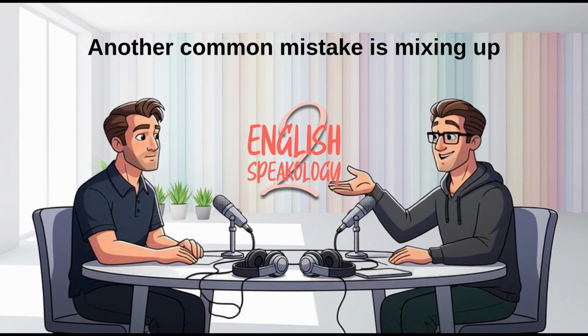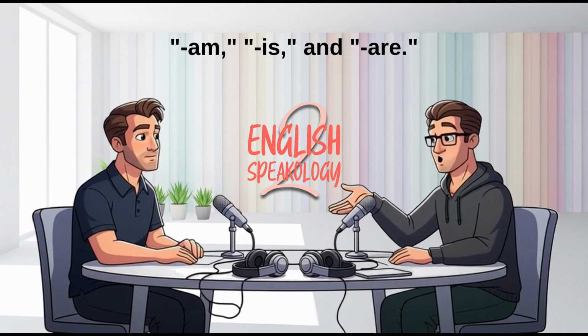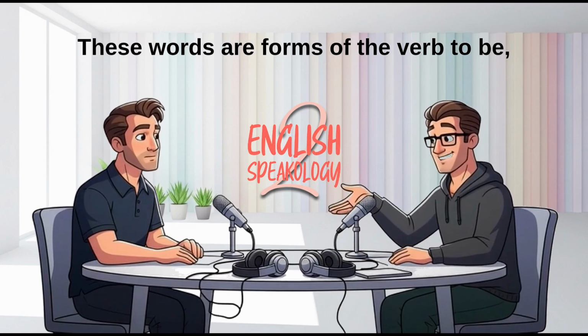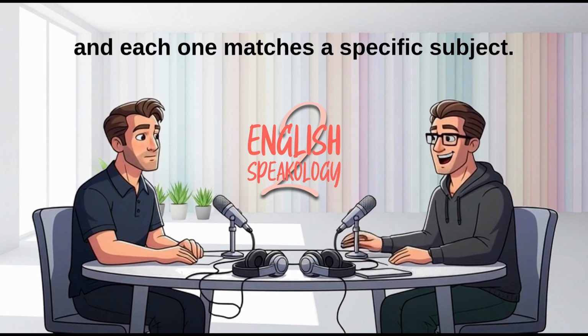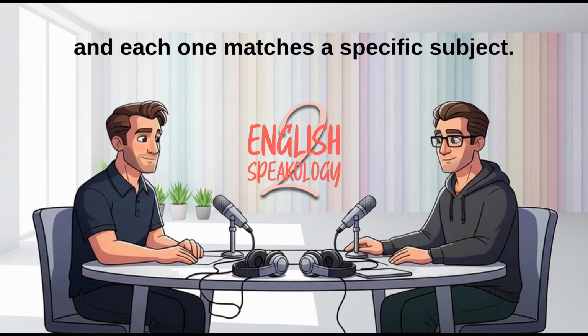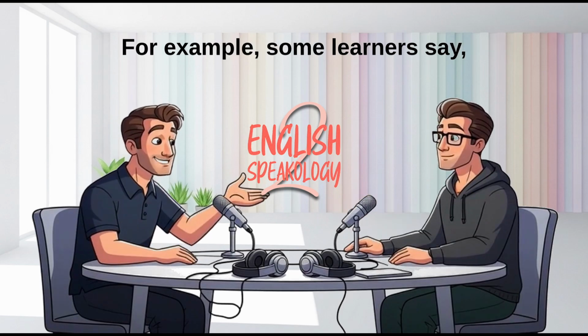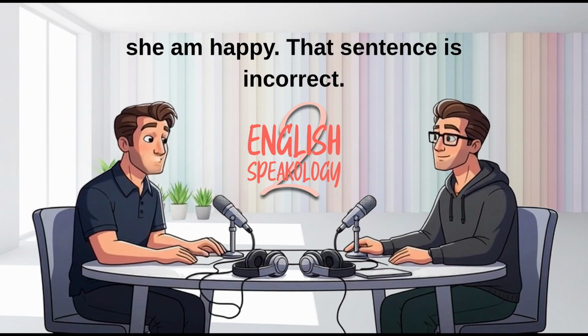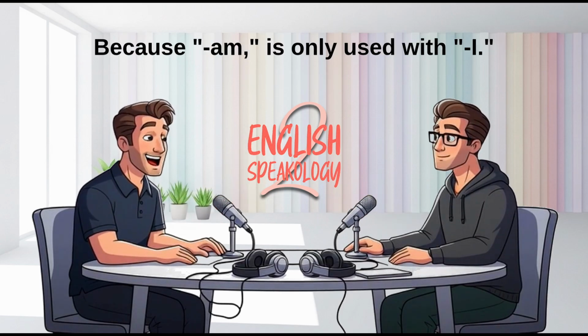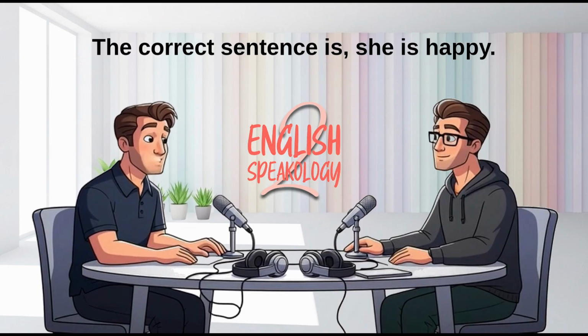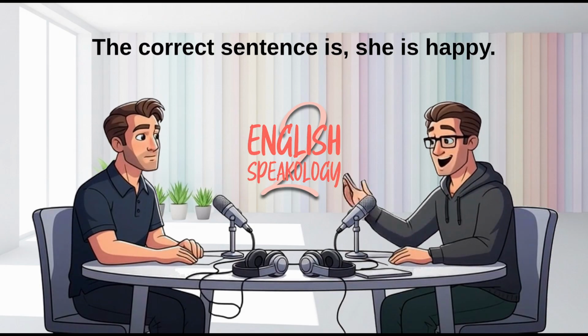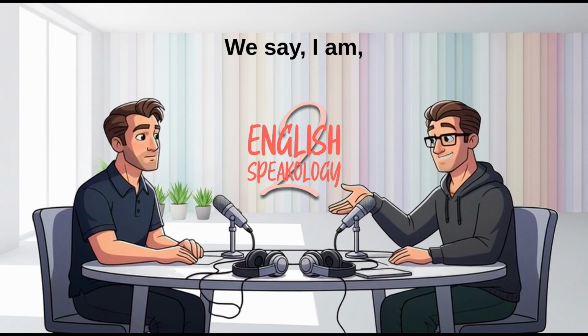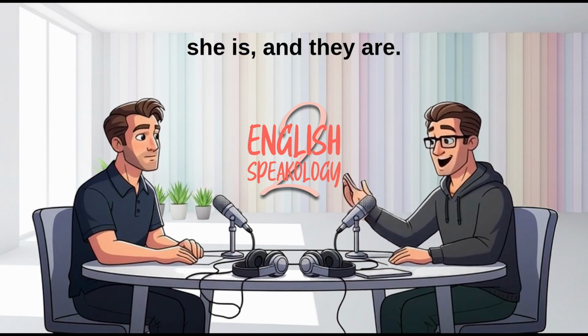Another common mistake is mixing up am, is, and are. These words are forms of the verb to be, and each one matches a specific subject. For example, some learners say, she am happy. That sentence is incorrect because am is only used with I. The correct sentence is she is happy. We say I am, you are, he is, she is, and they are.